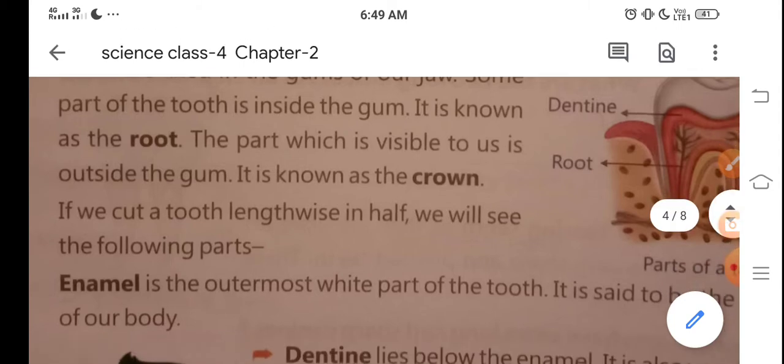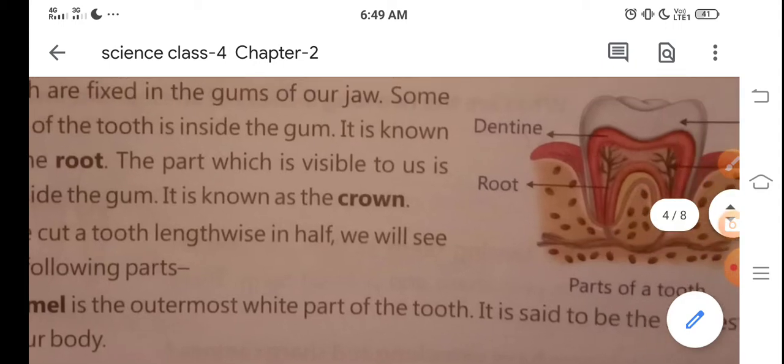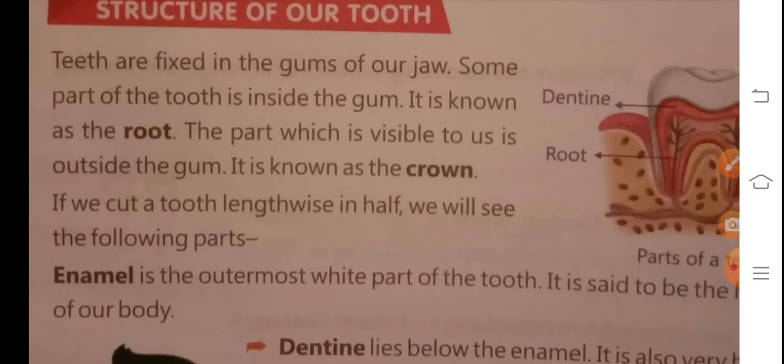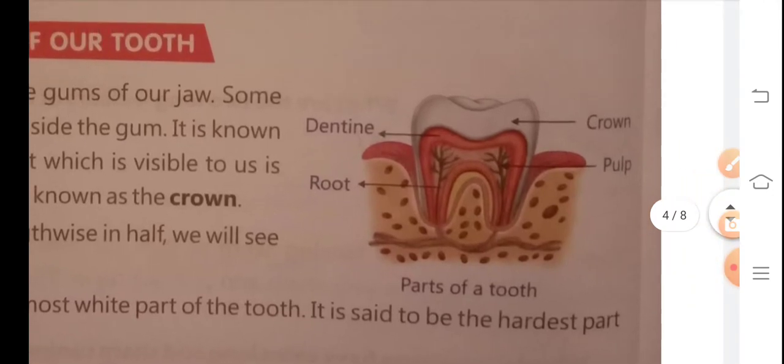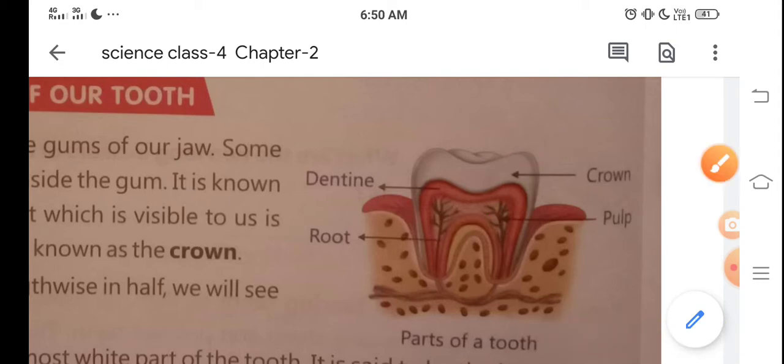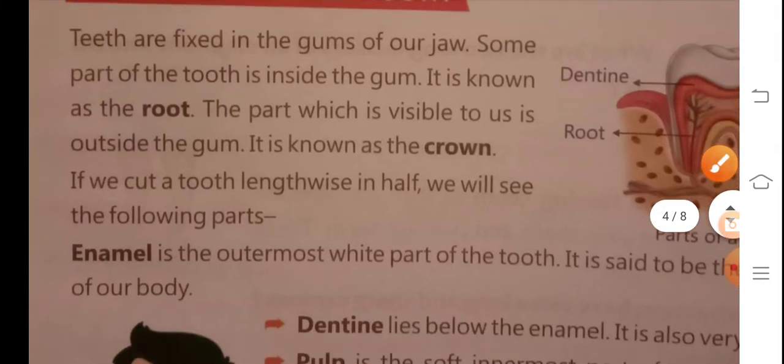And the part which is visible, outside of the gum, is known as the crown. That's the crown, and that's your root. Inside is the root, outside is the crown. Next, if we cut a tooth lengthwise in half, we will see the following parts.